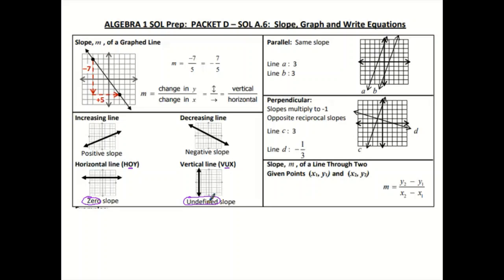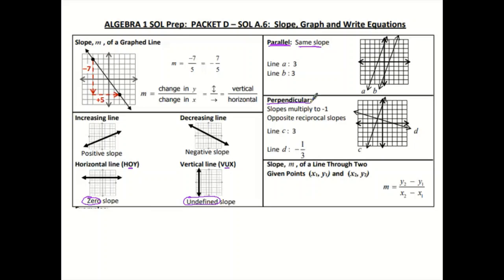Okay. We also have some vocabulary here. The word parallel. Parallel lines, remember, mean that they don't touch. So if we see here, we have parallel lines, and they have the exact same slope. The slope of line A is 3, and the slope of line B is also 3. So they have the same slope. Parallel lines have the same slope.